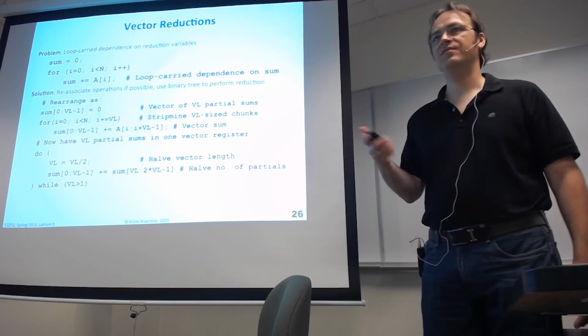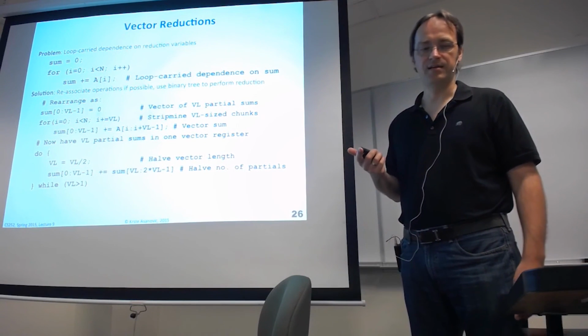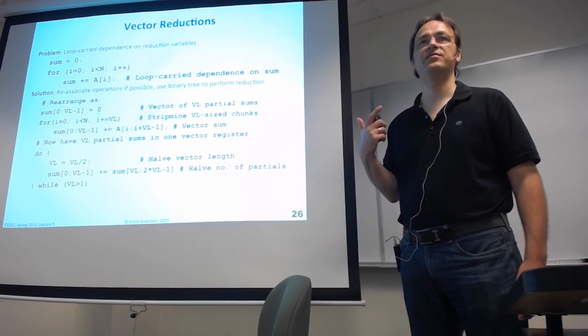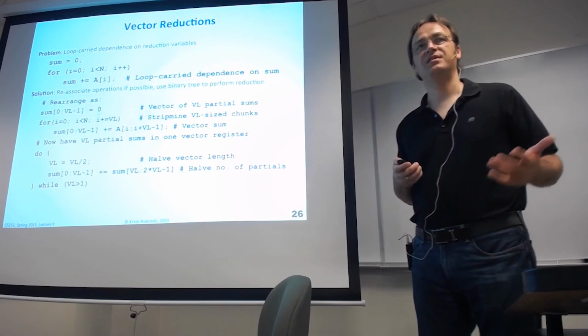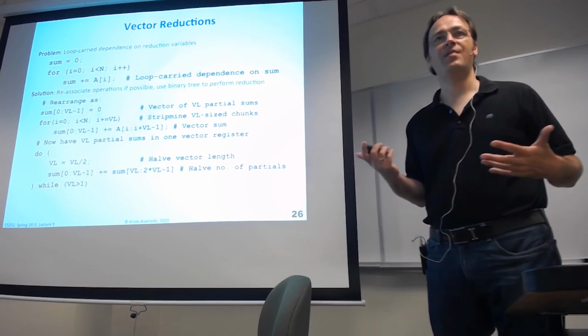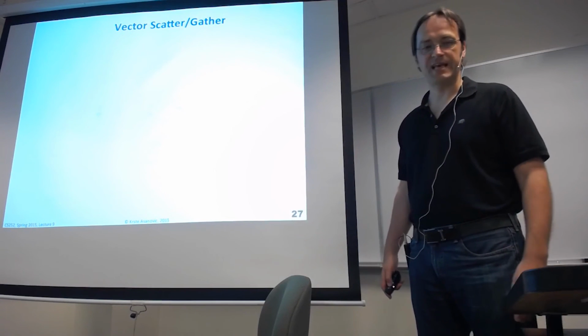Now one thing is, because floating point is non-associative, you're going to get different results than if you've done it on a scalar machine. It doesn't mean better or worse, just different than doing a scalar reduction, because the adds have happened in a different order. Okay. So just quickly go through scatter gather as well.